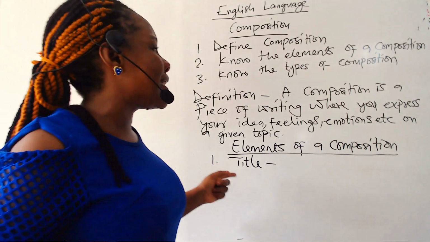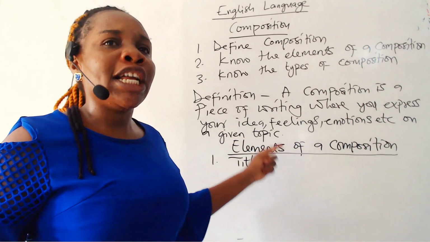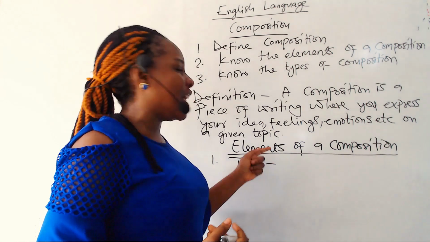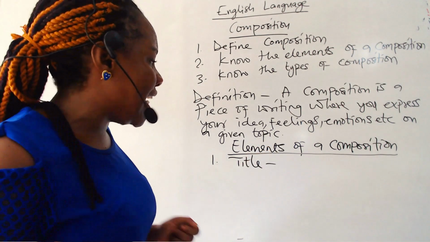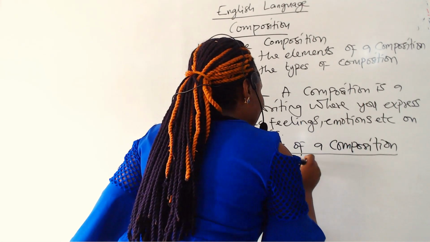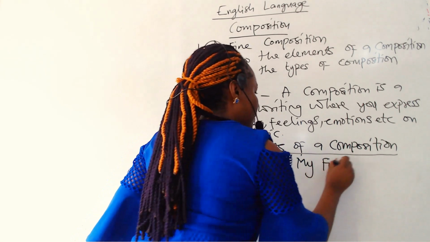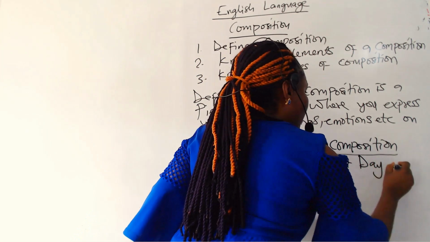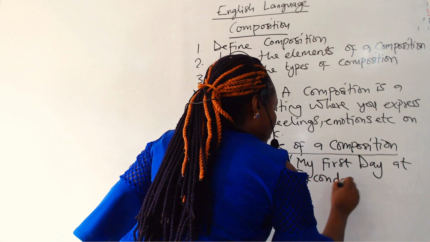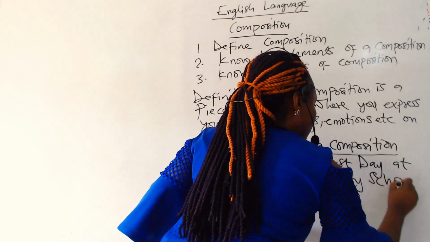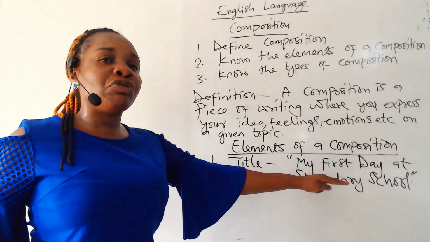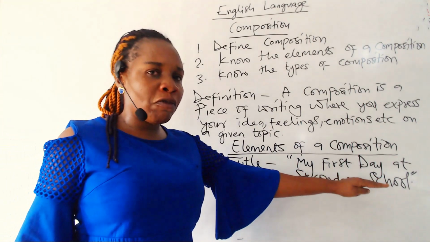Remember that I told you that a composition must have a given topic. The title of your composition is coined or gotten from the given topic. Let's take an example of a title of a composition: My first day at secondary school. This is the title of an essay.